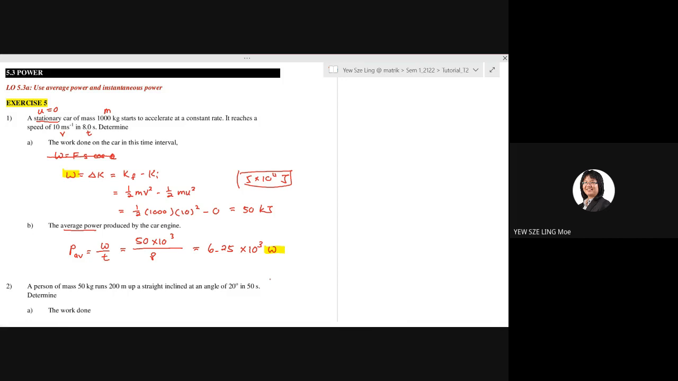So that is the answer for question 1. See, it's very simple actually, if you know how to extract the information from the questions and if you know how to select the equations. Okay, so 1 minute for you to write it down. Then we will look at the second question.